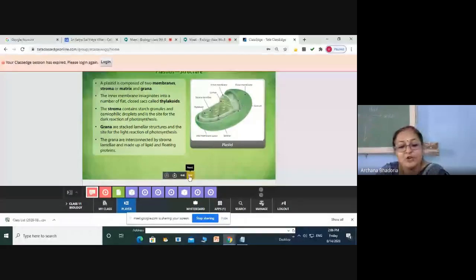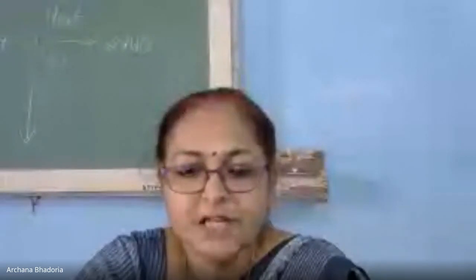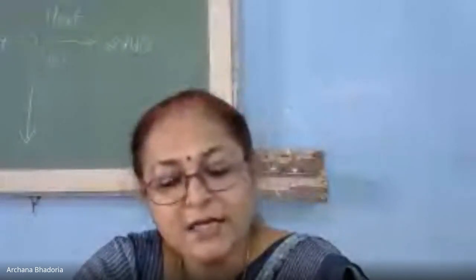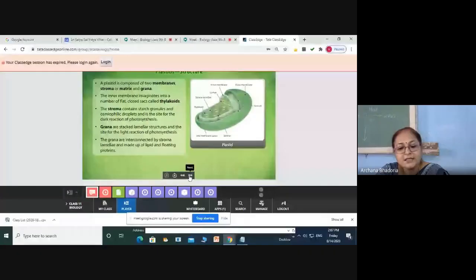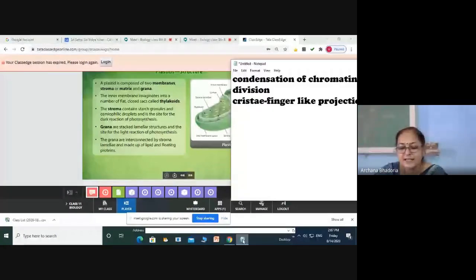Now we start with the next cell organelle. So write down everyone, plastids. So plastids are the organelles which are present only in the plant cell, children. And they are of two types. What are those two types? The chromoplast and leucoplast.